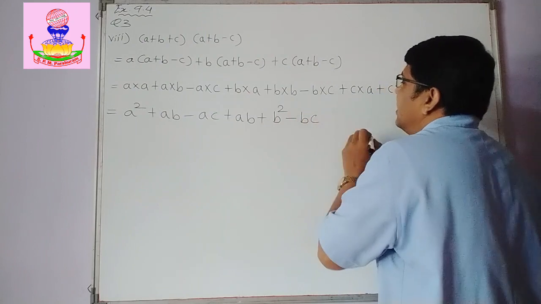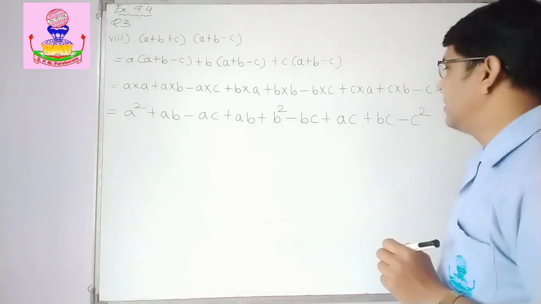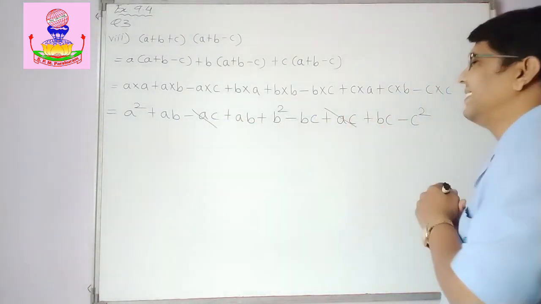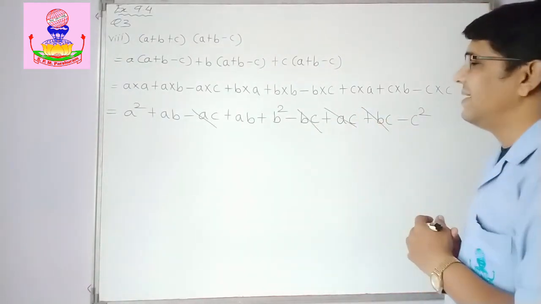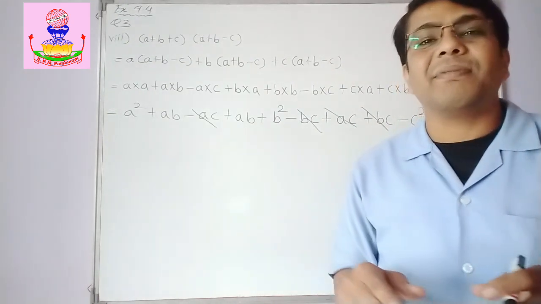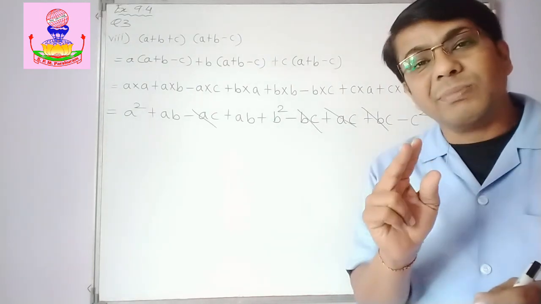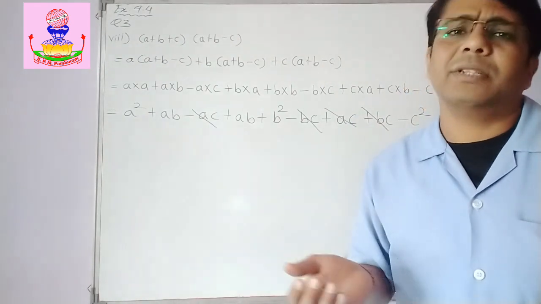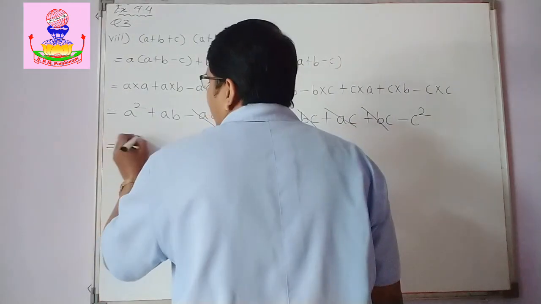Now see, minus AC plus AC cancelled, right? Minus BC plus BC cancelled. Now will plus AB cancel? No, it will not, because both of them have the same sign, so they will not get cancelled. When we cancel same terms with opposite signs, they get cancelled. Why do they get cancelled? Because when you subtract the coefficients, what will you get? 1 minus 1, 0. And so they get cancelled. That's what it means.